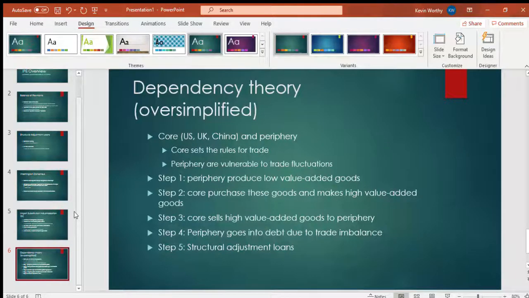So dependency theory talks about this core and the periphery, and the core is the great powers, is the permanent five of the Security Council, right? That's US, UK, China, France, and Russia, right? And then the periphery are the people on the outside, right?